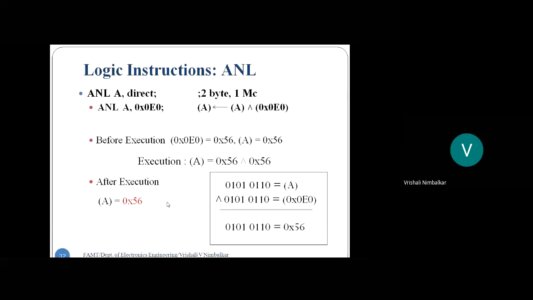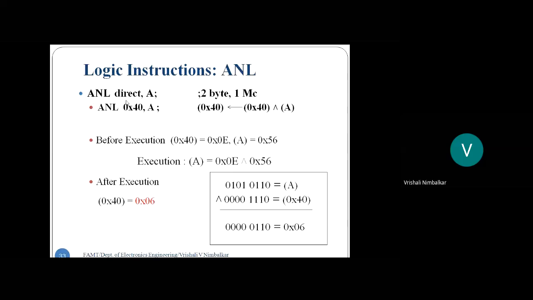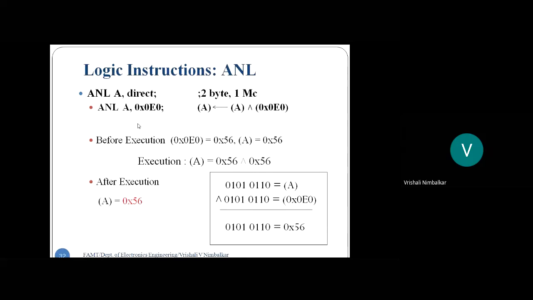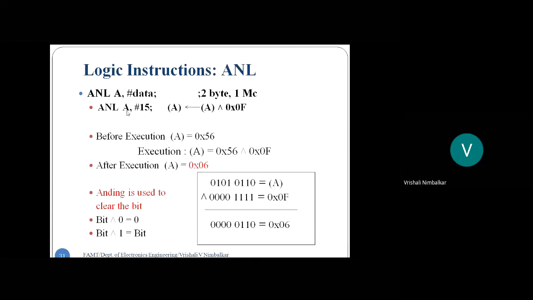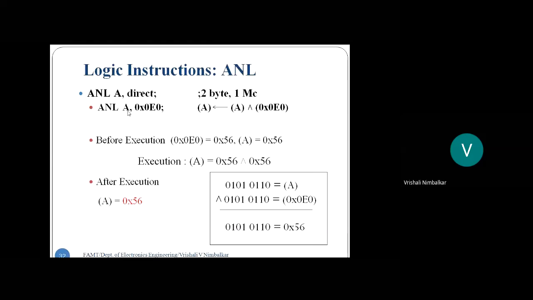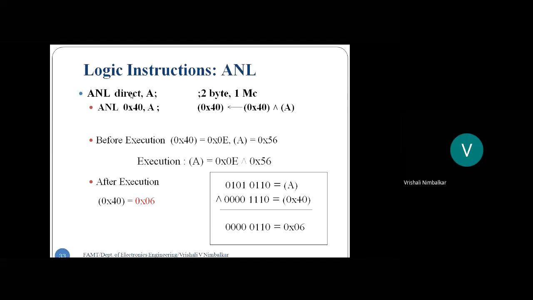Okay. So let us see another example. Now we will see ANL direct comma A. In the earlier two examples, accumulator was the destination. Okay, accumulator was the destination, and now memory is the destination. Your data is in memory as well as the memory is the destination. ANL direct comma A, example, ANL 40 hex comma A.